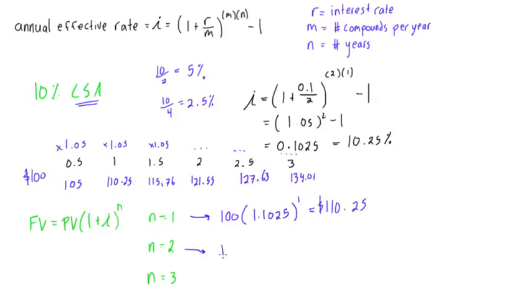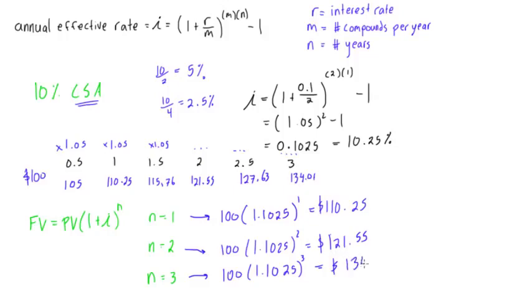$110.25. Okay, so now if we had 2 years, we'd have 100 times 1.1025 squared. If you punch this in your calculator, square this first, multiply it by 100, we're going to see that we're actually going to get the same thing. We're going to get $121.55. And lastly, if we have n is equal to 3, we have 100 times 1.1025 to the power of 3 for 3 years, and it'll be exactly the same: if you cube this and then multiply by 100, you will get $134.01. So there you go.